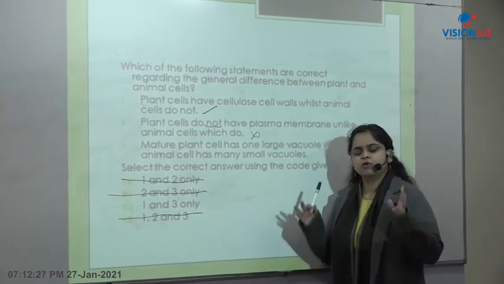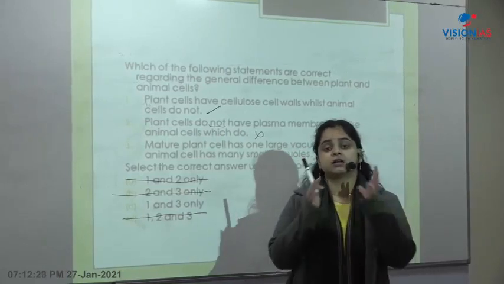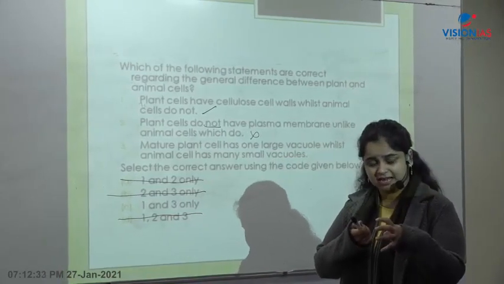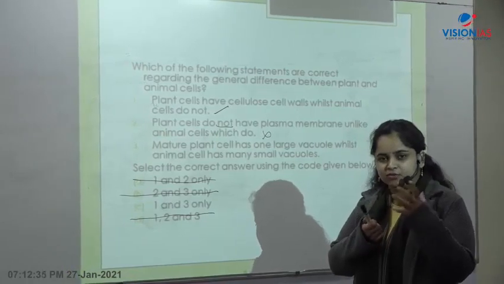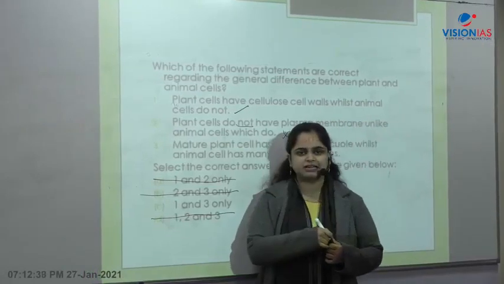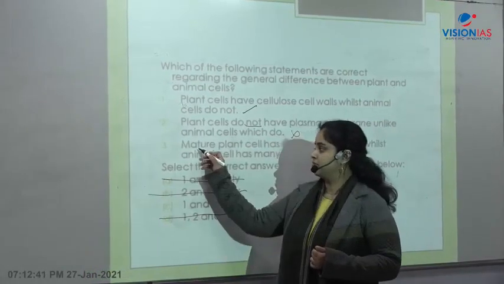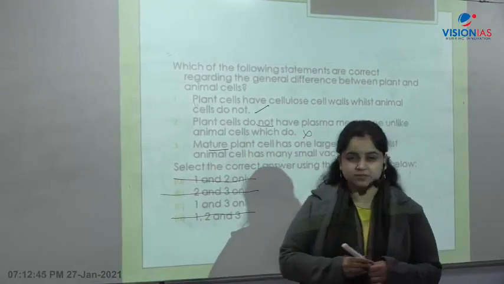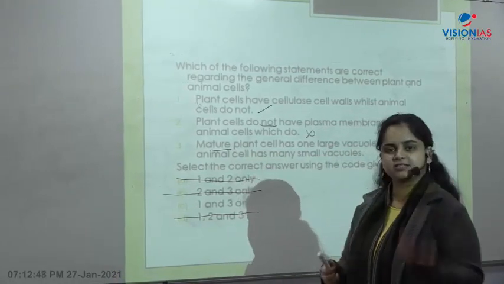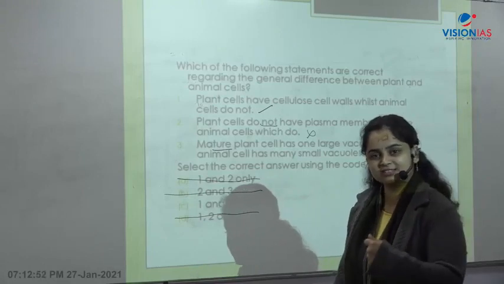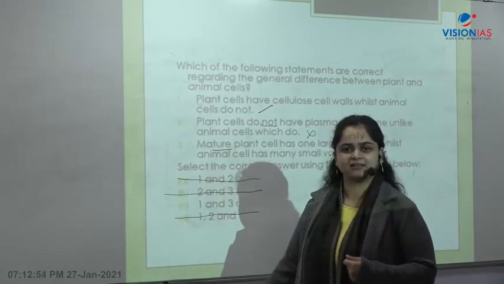Now you know this information that plant cells have one vacuole, animals have more than one. But sometimes what happens in the exam, people start getting confused. It says mature, why have they put it mature? There must be a reason to it. UPSC is such a big prestigious exam, they're supposed to challenge us. So this might mean something.